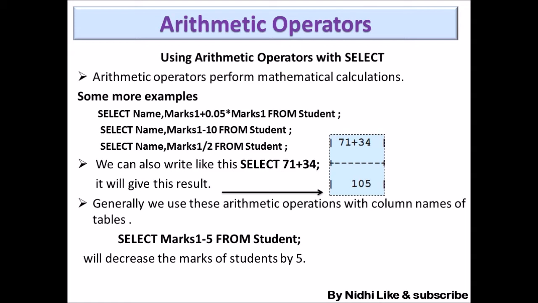Okay, we can also write a direct select query with values, like select 71 plus 34, so it will give you the result. 71 plus 34 is written as the column name, and it will give you the result as a value. 71 plus 34 gives you 105, so 105 is the result. Generally we use these arithmetic operations with column names of a table. In the previous example we used it directly, so it is up to you whichever way you want to use it, but generally we use it with the column names to perform the operation on that particular column.